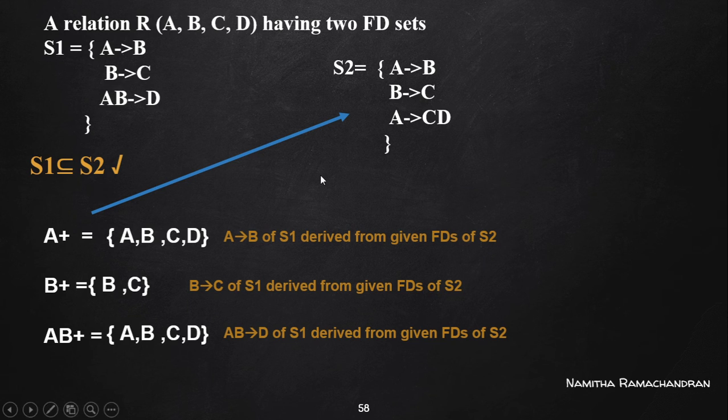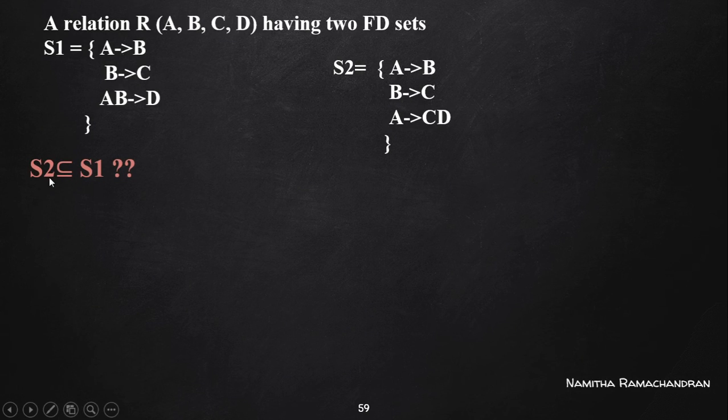So we can check the other case now. We want to check whether S1 covers S2. S2 subset of S1 means S2 is the subset, S1 is the superset, or S1 covers S2. In the previous slide, we concluded that S2 covers S1. Now we are going to check whether S1 covers S2.